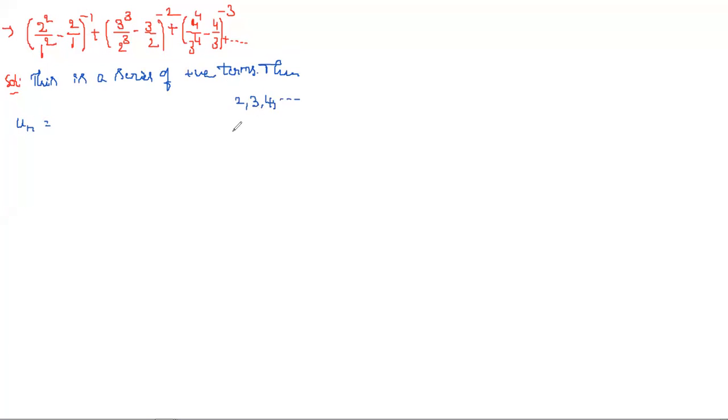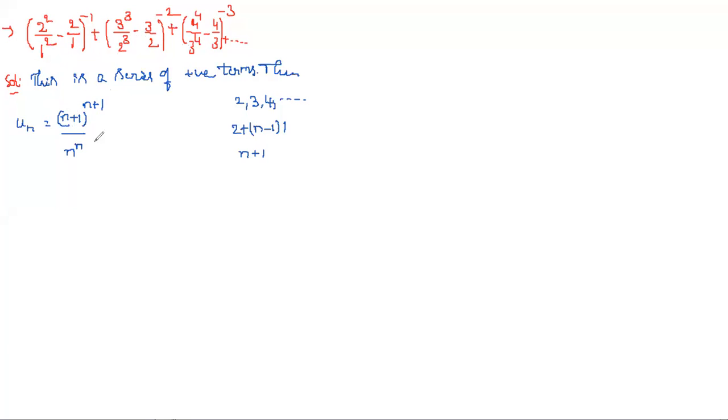So the difference is equal. The nth term is a plus n minus 1 into d, that is 2 plus n minus 1 into d, where d is the difference. That is simply n plus 1. So we can write n plus 1 whole power n plus 1. Here, if you observe, the numerator base is 2, 3, 4, which is n plus 1, and the denominator base is 1, 2, 3, which is n, and the next power again is 2, 3, 4.